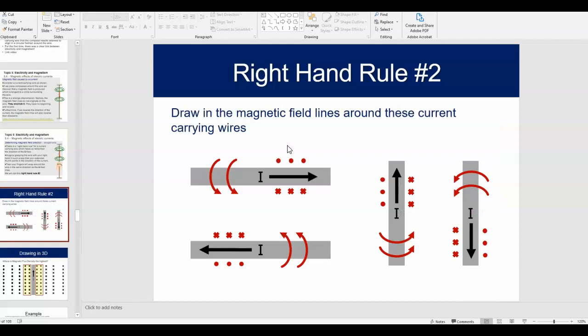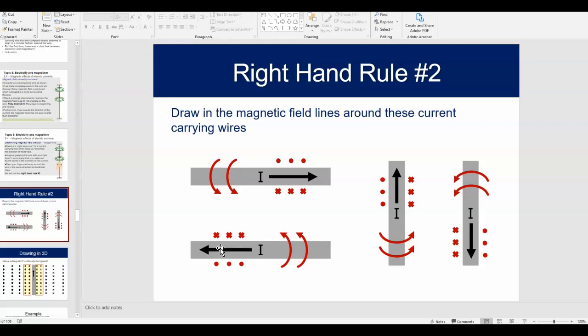This is just pictures showing you right-hand rule number 2 at work. In the example in the top left, you can see the current is going to the right. So if you put your thumb pointing to the right, notice when your hand is right side up, your fingers are actually pointing towards you. If you were to continue to curl them around an imaginary wire, they would end up going into the page at the bottom of the wire, and they come out of the page at the top, and that's what's indicated here.